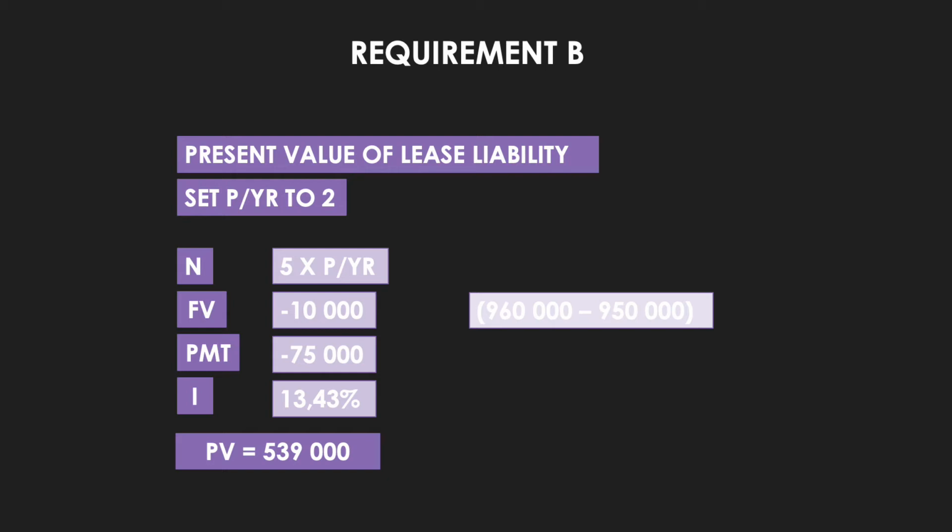But in this case, we have a residual value guarantee of $960,000, and we know that the asset will be worth $950,000, and therefore the lessee just has to make a cash payment of $10,000 at the end of the lease term. Once again, the lessee will be making that payment, so it would be a negative. Then the payment represents the fixed lease payment made every 6 months, and that is R75,000. And the I we are going to use is the interest rate implicit in the lease because we could calculate it. That then gives us the present value of the lease liability to be R539,000, and that is after it has been rounded up to the nearest thousand.